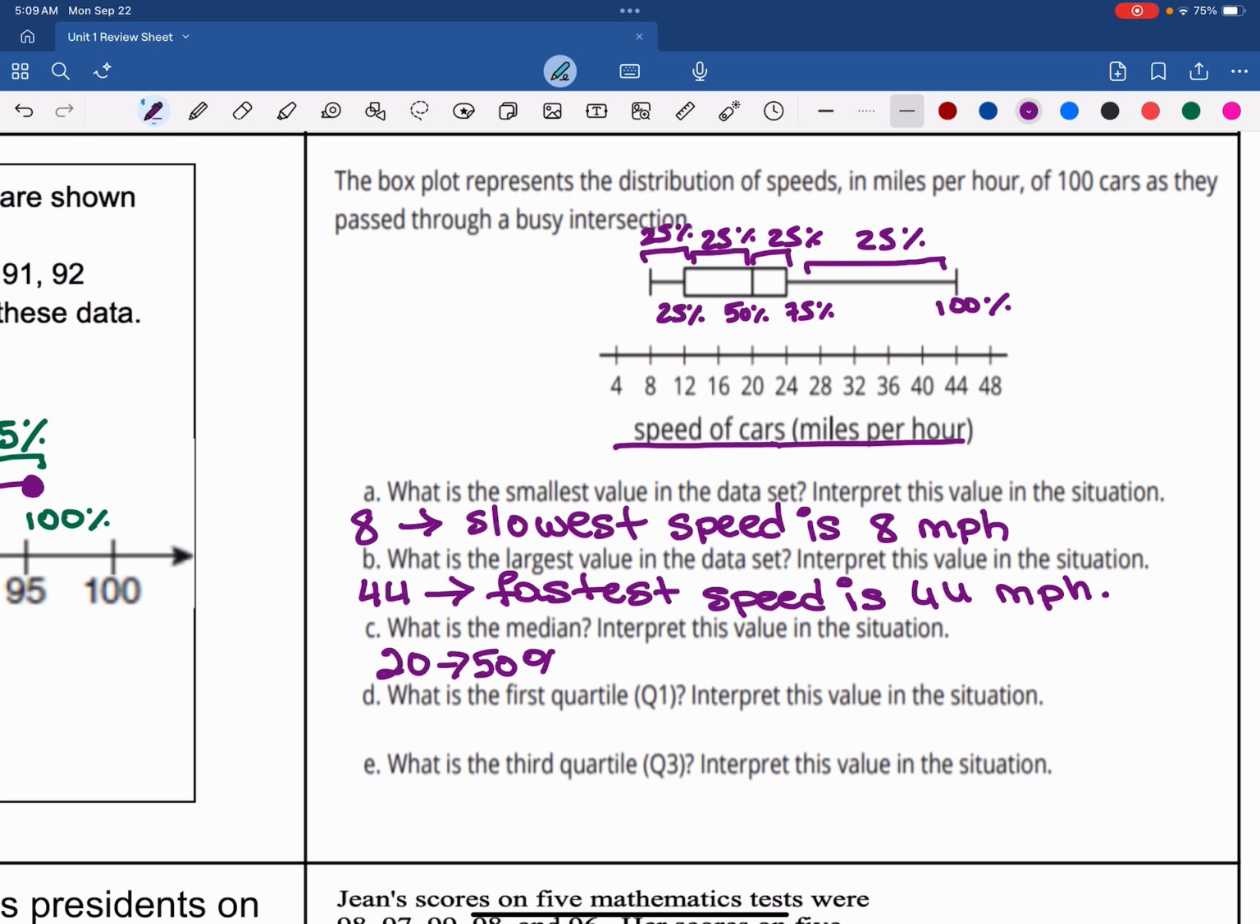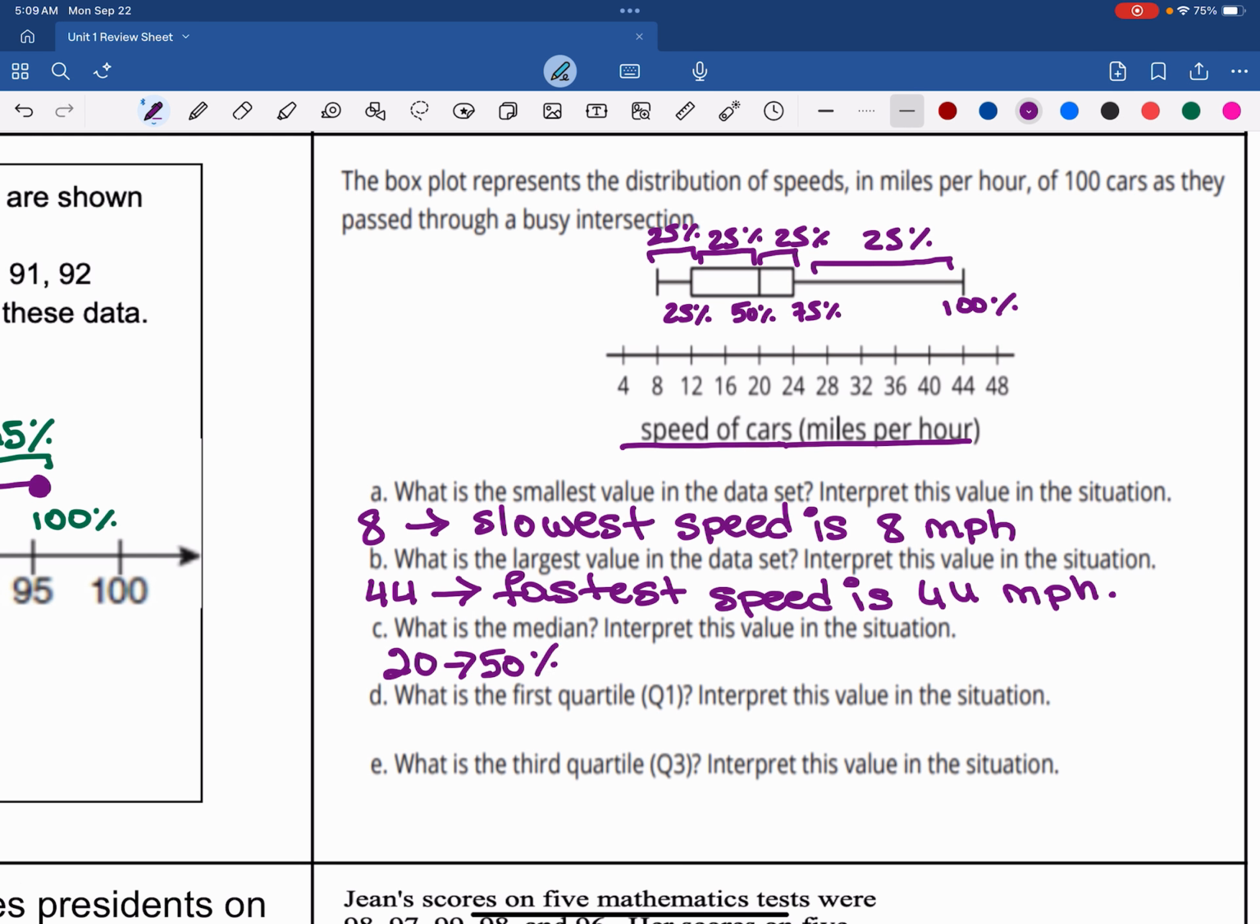50% of the cars are driving faster or slower than 20 miles per hour.